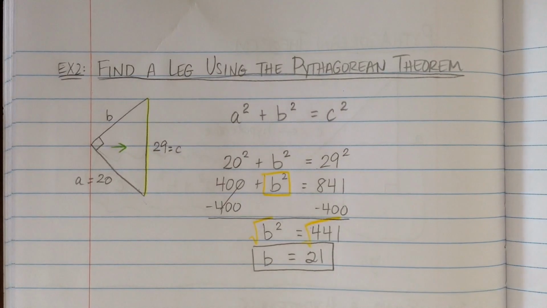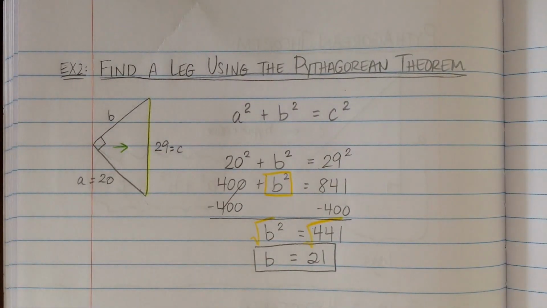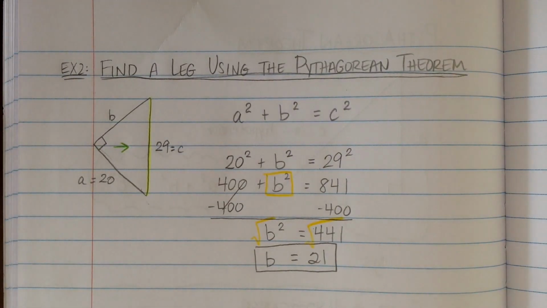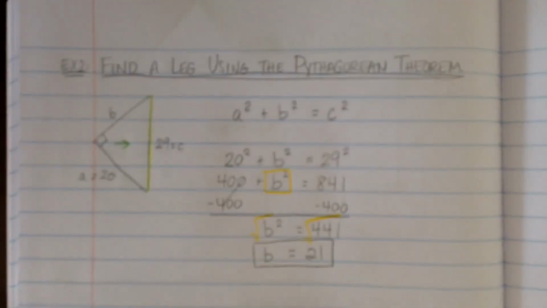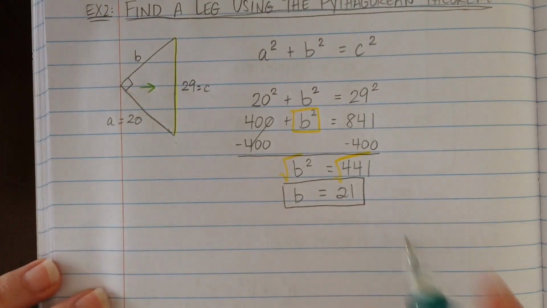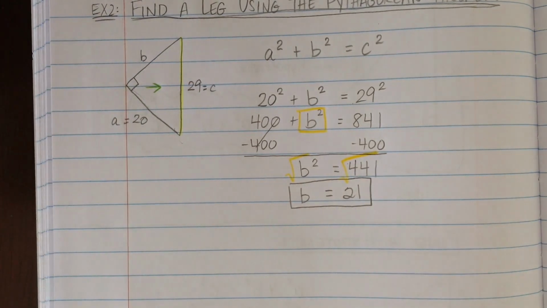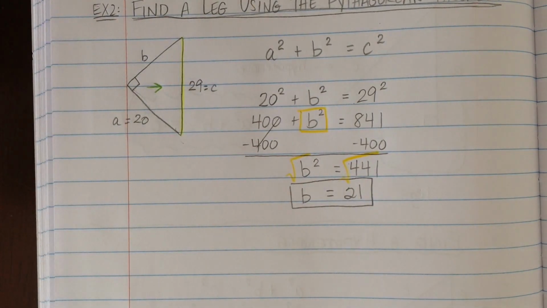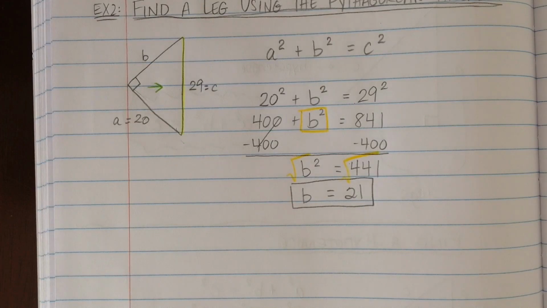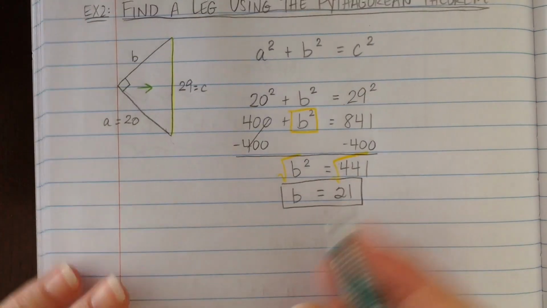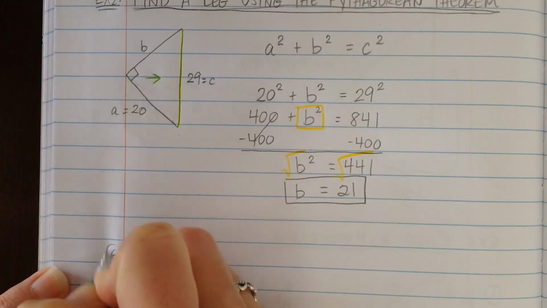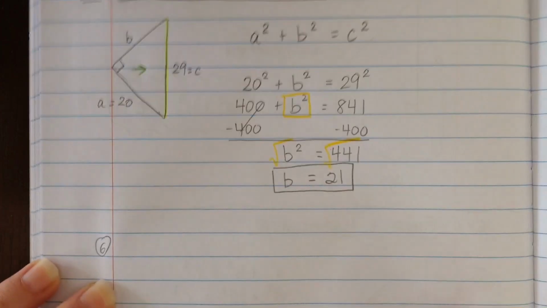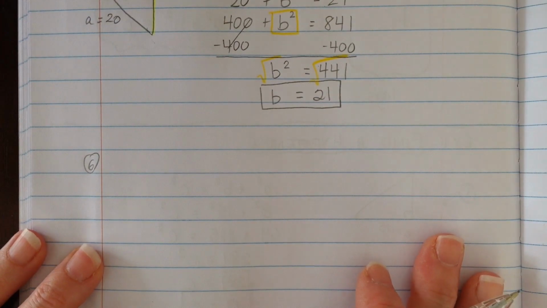All right, let's work through one that's going to be a little bit messier. Some of the problems in your assignment are a bit messier, and it asks you to round. So let's do one of those. If we are trying to find a leg, let's do number 6 together. On number 6, you have to find a leg. If you watch this video, you should have the answer to number 6 done correctly.